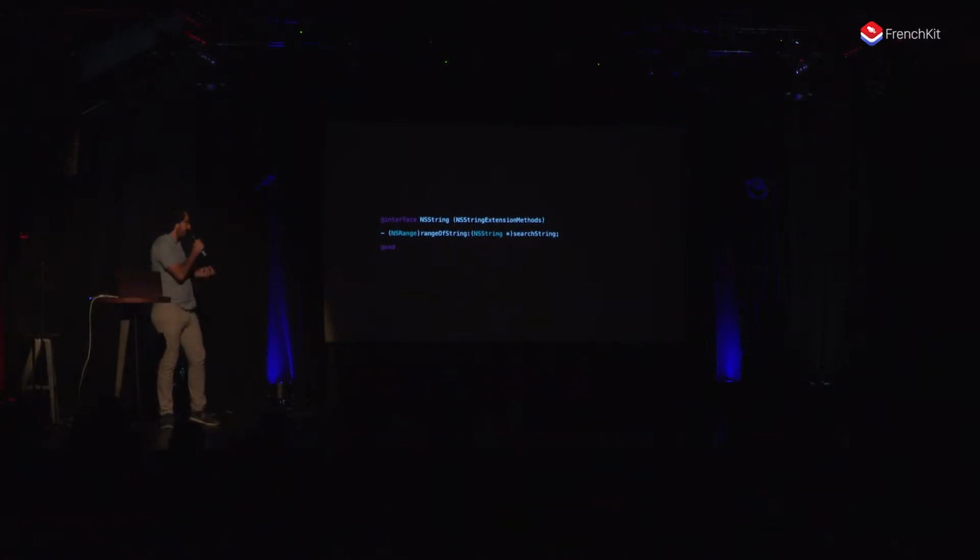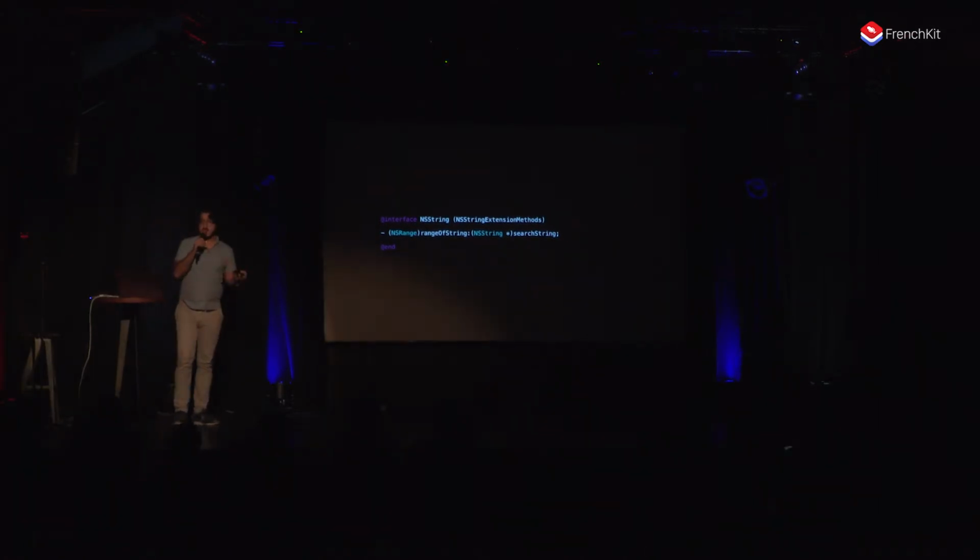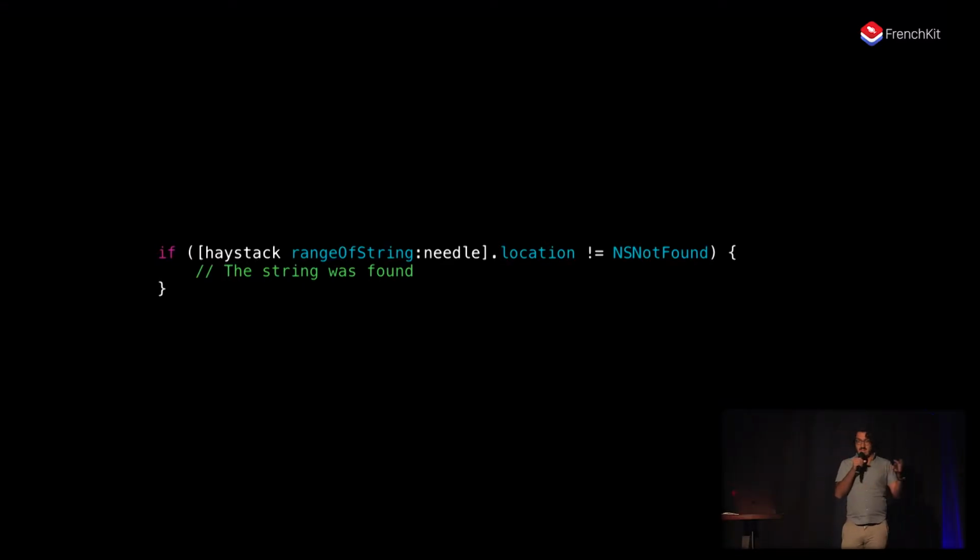It's called range of string. And you search for a string, and it returns a range. A range has a location and a length. And the way that you would use it to check for containment is you would write some code like this. You have a haystack, and you're looking for a needle. So you would search haystack, range of string needle, dot location is not equal to not found.